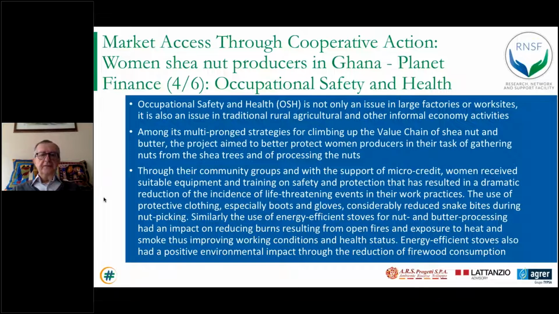The use of protective clothing, and especially boots and gloves, considerably reduced snake bites during nut picking. And similarly, the use of energy-efficient stoves for nut and butter processing had an impact on reducing burns resulting from open fires and exposure to heat and smoke, improving working conditions and health status.